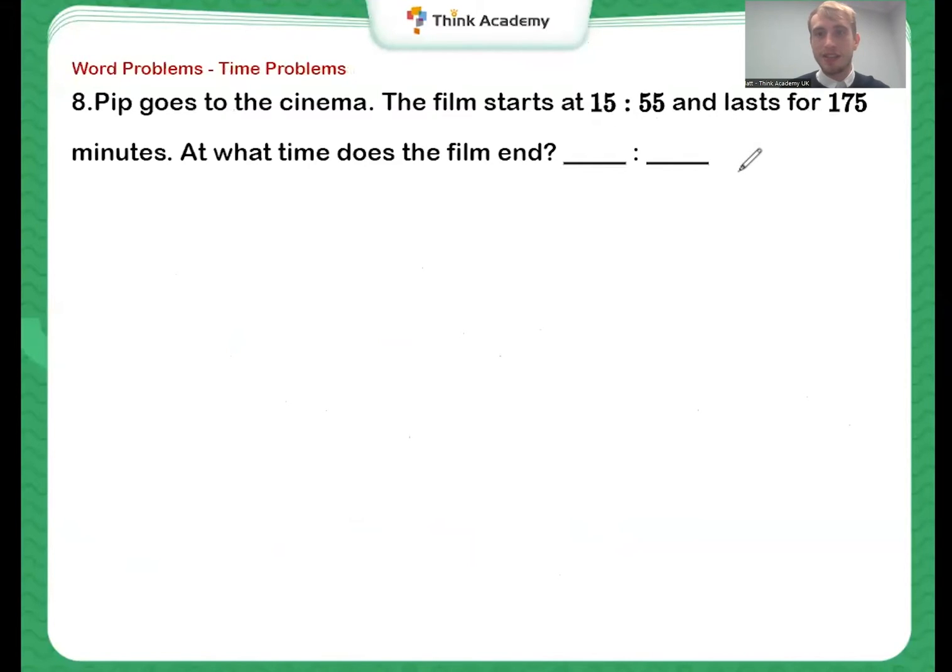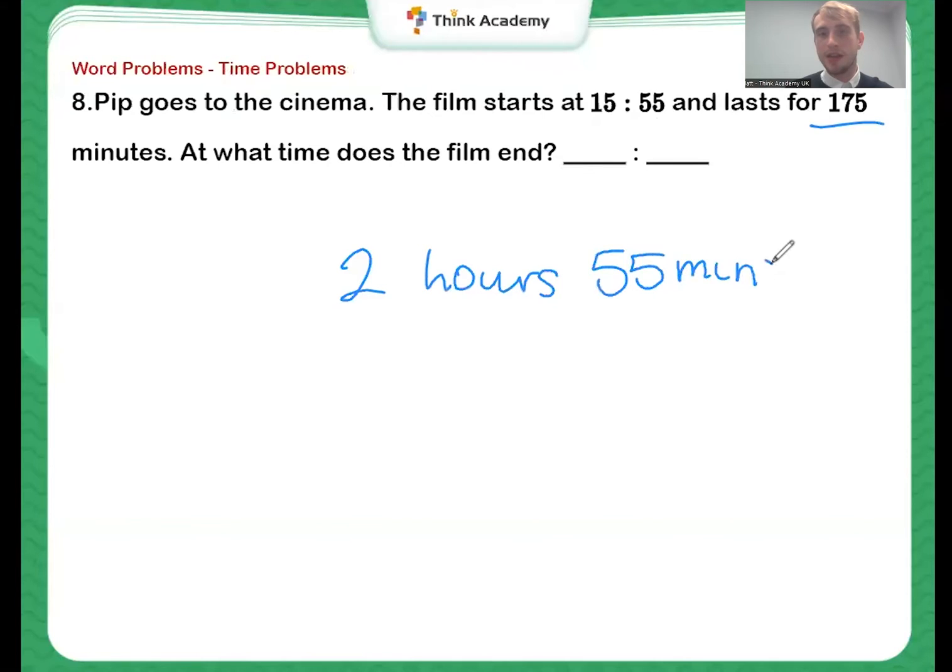You can either turn this into hours. So we know that's 2 hours, and 2 hours gives us 120 minutes. So 2 hours and 55 minutes, and you can add that on to 15:55. Or you can notice that this is 5 minutes less than 3 hours. So if you add 3 hours, you get 18:55, and take away the 5 minutes to get your answer of 18:50 as a bit of a trick.